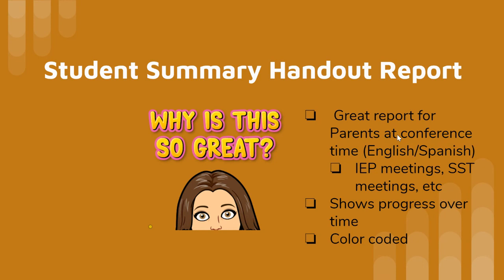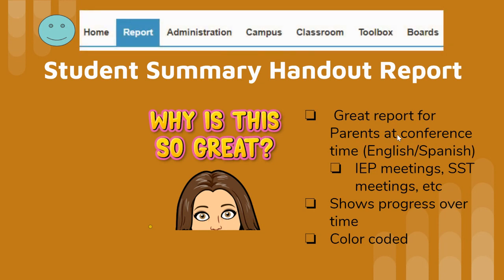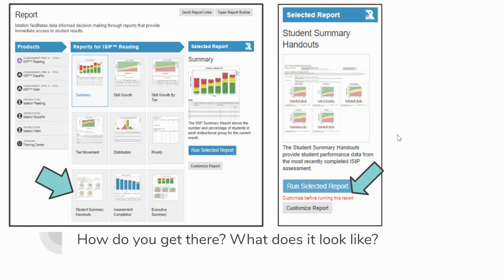This report also will show progress over time and it's color-coded. So you get to this report a little bit differently. It's not available on your classroom tab. This time you have to click on the report tab at the top of the screen when you're in Istation. The report tab will populate this.